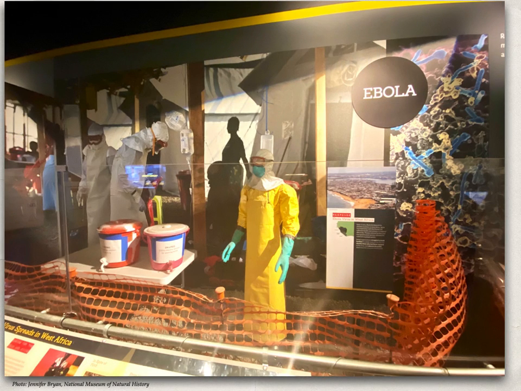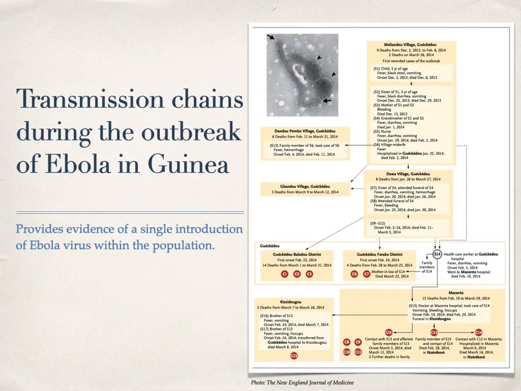This photo details personal protective equipment, or PPE, worn by medical personnel while in Africa. The PPE used is only to protect medical staff from contracting the virus, but others as well. This flowchart shows how a single introduction of Ebola virus from a young child can quickly sweep through a village in Guinea and then spill over into neighboring cities.